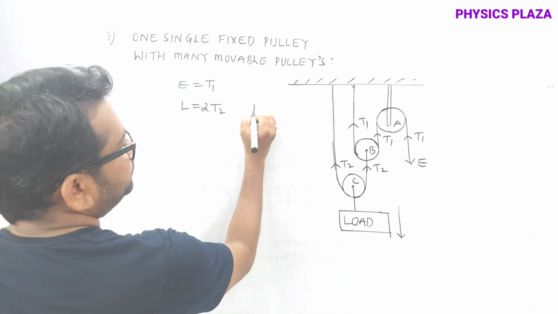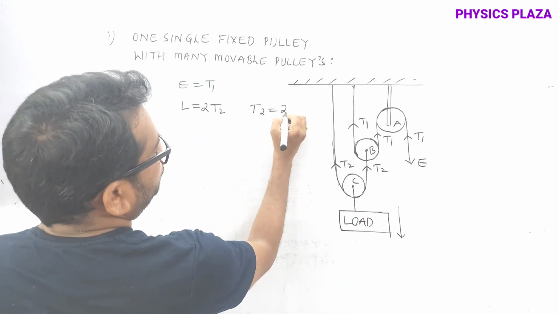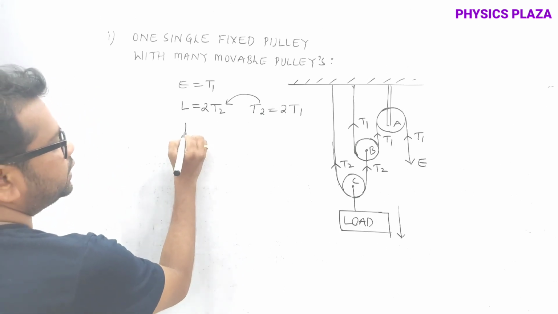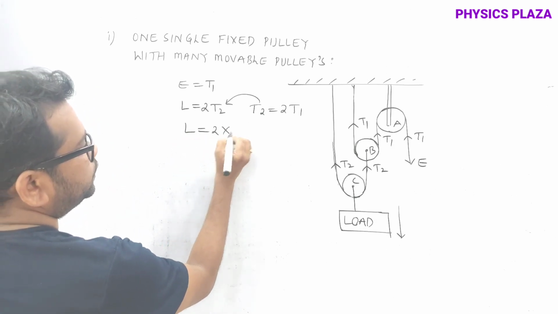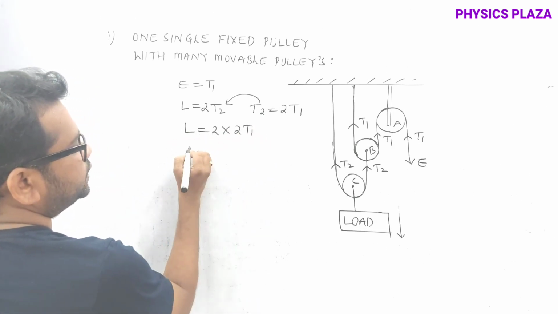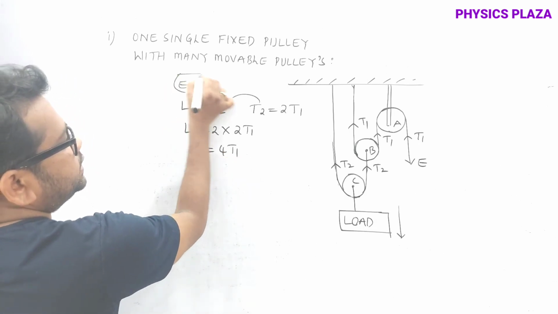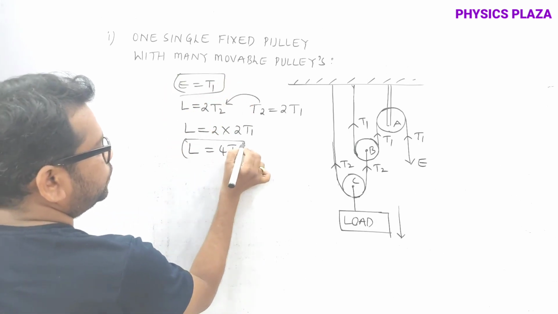So which means what here? T2 is equal to 2 T1. Now this you can substitute here. Then what do we get here? L is equal to 2 into 2 times of T1. This will be L is equal to 4 T1. E is equal to T1. L is equal to 4 T1.